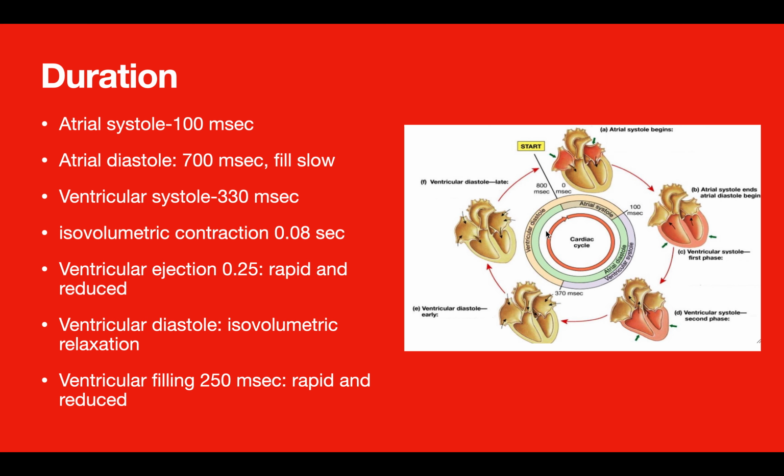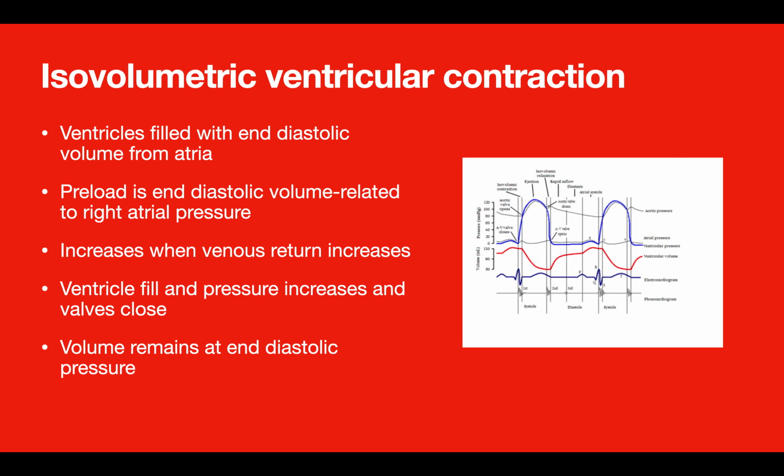Not too important to know the actual numbers for the time. You just need to know that the longest time is going to be atrial diastole. The second longest is going to be ventricular diastole. And know that ventricular systole and diastole are going to have the rapid and the reduced phases.